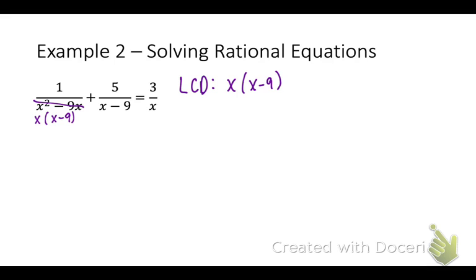The first fraction is already over x times x minus 9, so I don't need to do anything to it. The second fraction, though, only has the x minus 9 part, so I'm going to multiply the top and the bottom of it by x. And my third fraction, 3 over x, needs the x minus 9 part of the least common denominator. So I'm going to multiply that on the top and the bottom of this last fraction.